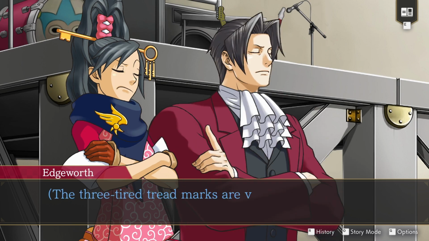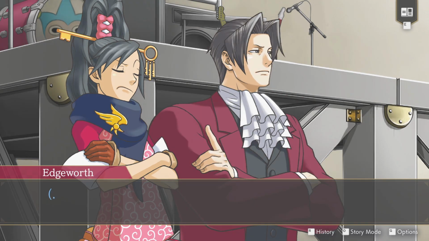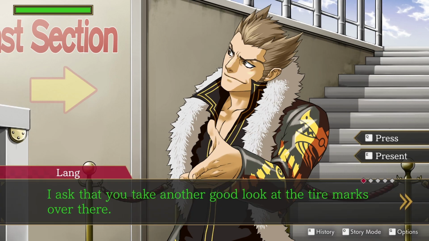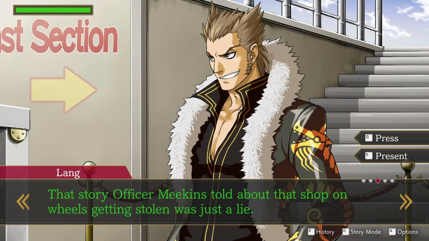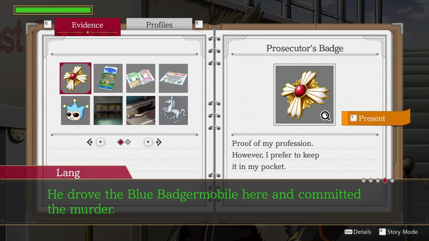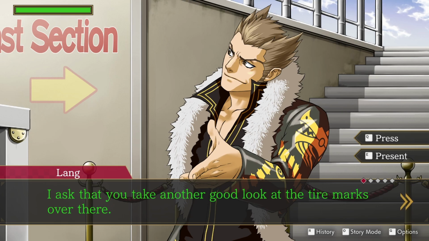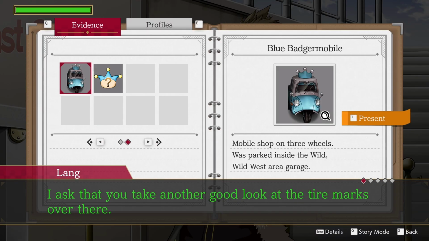The 3 tire tread marks are very telling. However, is the Blue Badger mobile the only thing capable of creating such a pattern? I think it's when we go to the number 4 spot. I think it's that one. No, not that one. It needs to be one where it mentions it's being wet. This might be the 3rd one. This first one is when it mentioned the muddy tires.